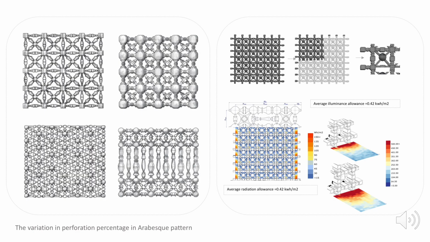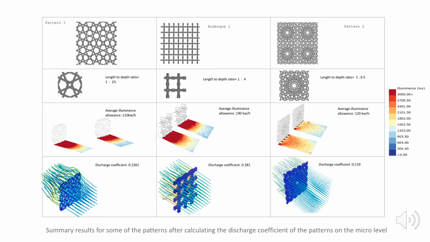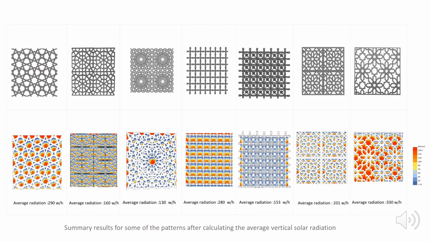The idea behind choosing the component that forms each pattern is that a pattern like arabesque, for example, looks very similar in different case scenarios. However, the performance varies so much because the component that forms each pattern is very different on the small scale. For the ventilation studies of this component, we studied the discharge coefficient because we found it would be very efficient in studying something on such a small scale. Based on these results, we started gathering them. For studying the shading, we studied the average luminance that passes through each pattern and also the vertical solar radiation.